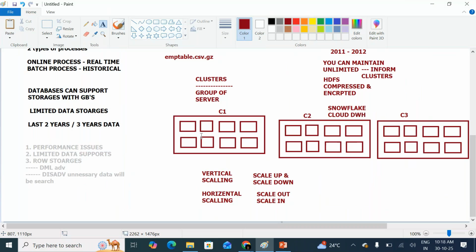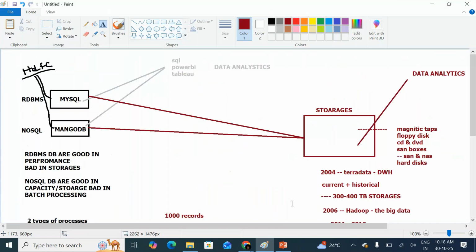Same concept in Splunk. Snowflake is also something like Hadoop only, right? Same as Hadoop. That is on-prem, that is cloud. Nothing more than that. Now, sir, now you guys understand the data warehouse concept.